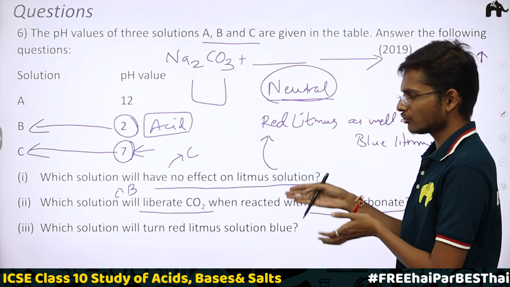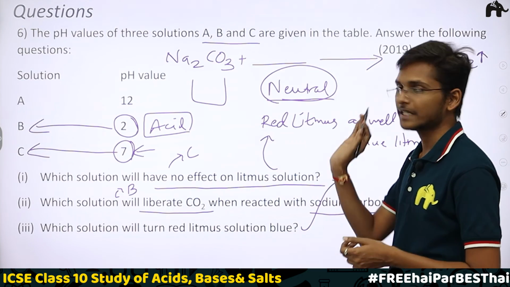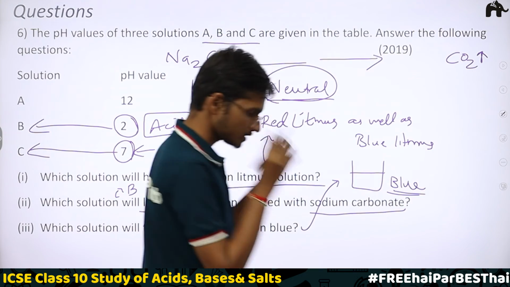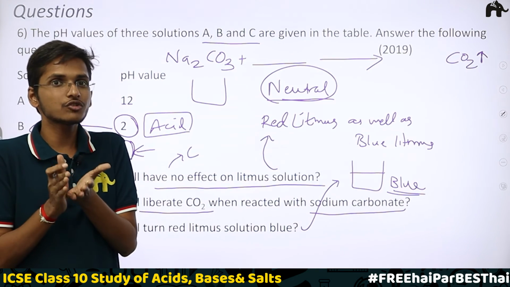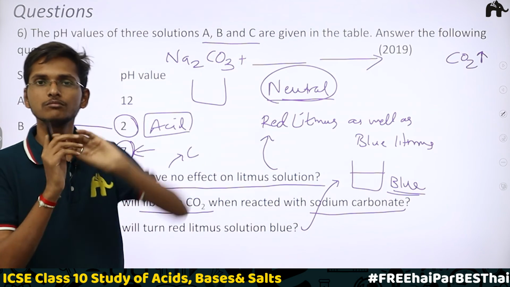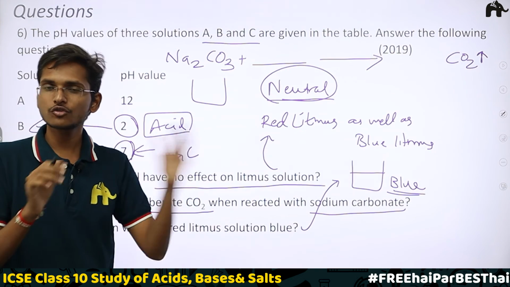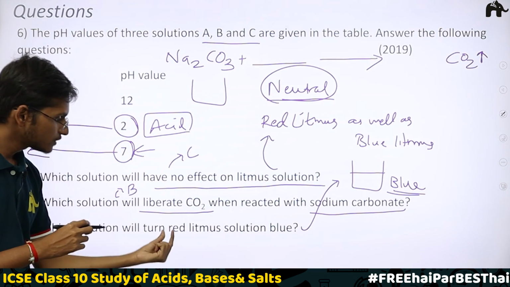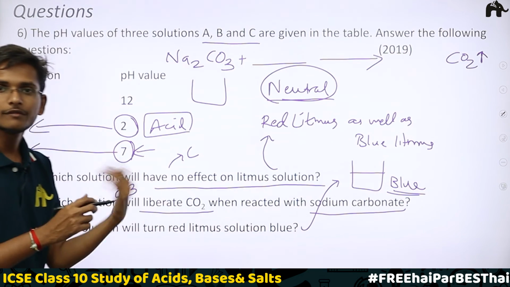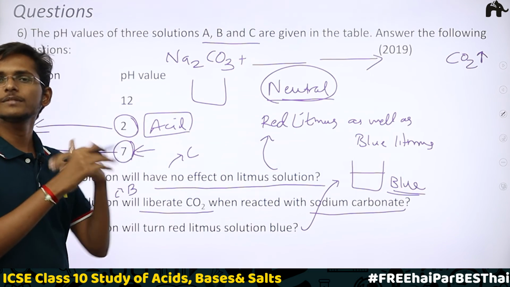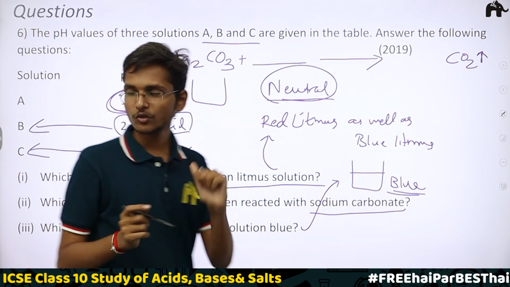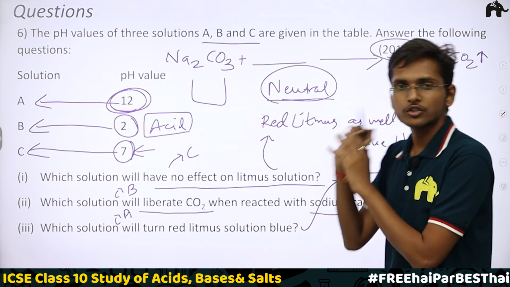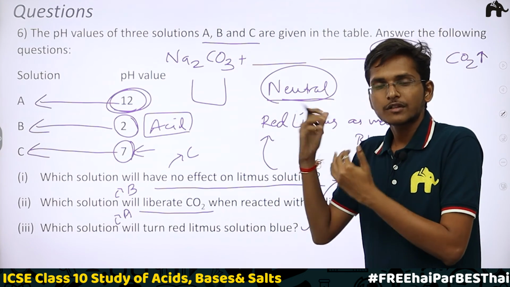And the third: which solution will turn red litmus solution blue? We know it would be A, but see how. Red litmus solution is getting turned into blue. Basic solutions would turn litmus solution blue. So it turns red litmus blue. Basic solutions are the solutions having pH more than 7. Here pH value is 12, it's matching. So our answer is A. This question was asked in your examinations in 2019. Whatever questions we are solving have been asked in your examinations from 2020 to 2017.